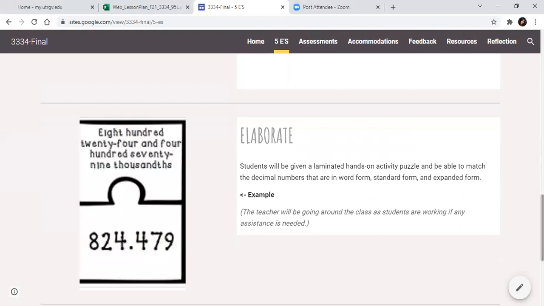Elaborate. Students will be given laminated handout activity puzzles and will be able to match the decimal numbers to word forms, or word form to standard form, expanded form to word form, or standard form to expanded form, etc. And on the left side is an example of how it would look for a student to match the laminated handout activity puzzle.